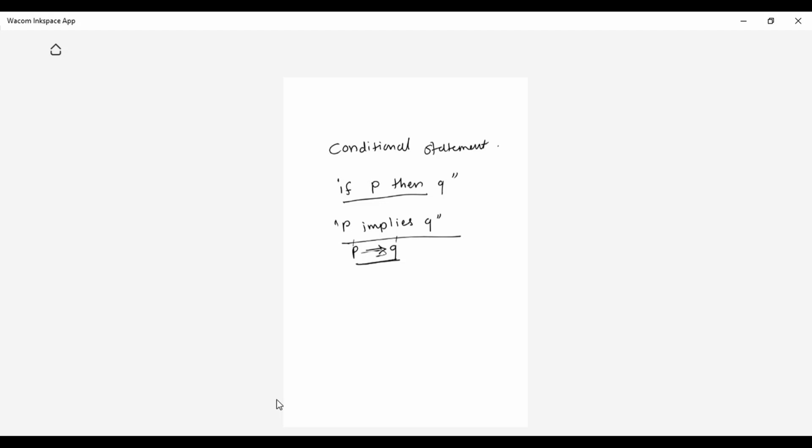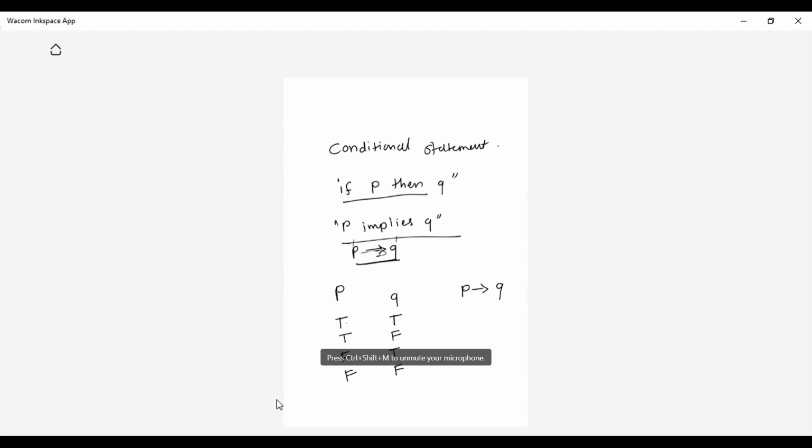Then what would be the truth table of this, student? P, Q, P arrow Q. Again, true, true, false, false, true, false, true, false. Now, the truth table for P arrow Q is false when P is true and Q is false. In all other cases, it would be true. So you have to remember, if P is true and Q is false, that time you will have a false value.